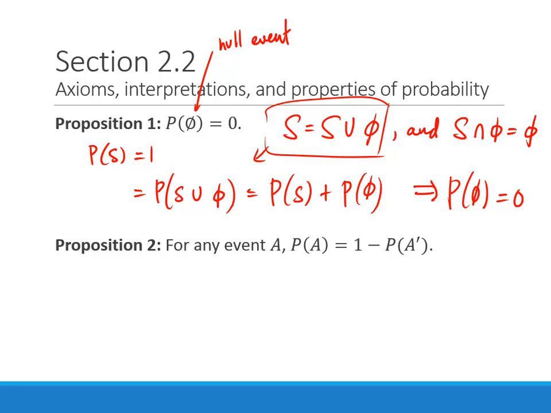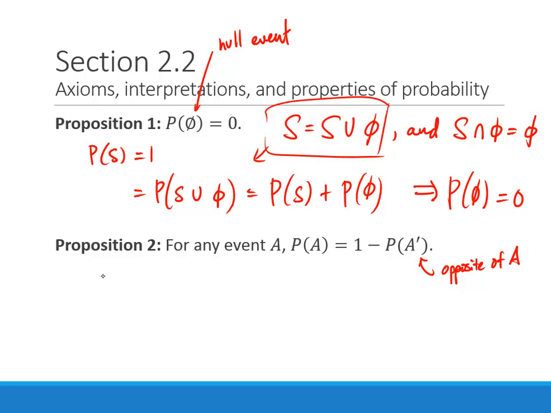Along the same lines, we have the second proposition: for any event A, the probability of A is equal to 1 minus the probability of A complement. So remember, A complement is the opposite of A. It's everything in the sample space that's not in set A. So this is an easy proof again as well.